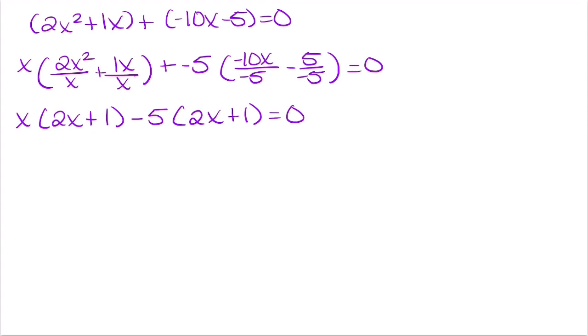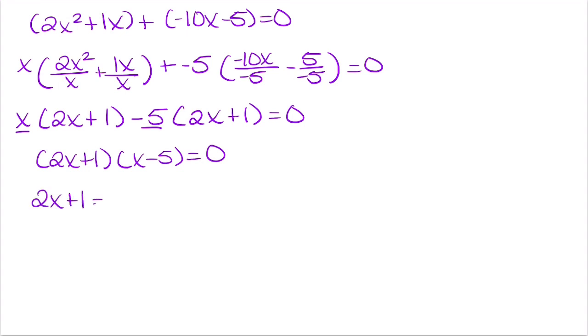That's equal to 0. So the common binomial factor, 2x plus 1, I can pull that out, and then I'm going to write whatever's left on the outside. So we have 2x plus 1 times x minus 5 equals 0. So the zero product property tells me I can separate this into two equations. So I have 2x plus 1 equals 0, or x minus 5 equals 0.